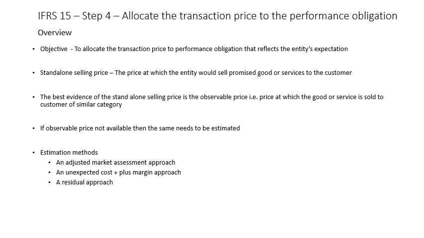The determination of standalone selling price happens at the inception of the contract. Under the new standard, revenue recognition is never deferred or postponed because it is difficult to determine a standalone selling price. If the standalone selling price is not directly observable, then it needs to be estimated. The following are the suitable methods to estimate the standalone selling price: an adjusted market assessment approach, an expected cost plus margin approach, and a residual approach.